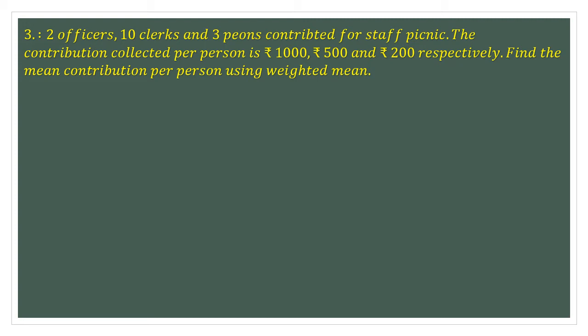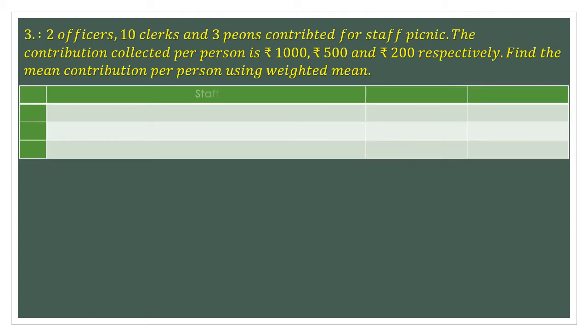That's the first thing. Second thing, what will be our variable x and what will be the weight? What we are supposed to find will be our variable x and the remaining values will be the weight. Here we are supposed to calculate the mean contribution per person. So the contribution here is variable x. The contribution rupees 1000, 500 and 200 will be considered x, and the number of officers, the number of clerks and the number of peons will be considered weights. We will depict that data in a table here: the staff, the contribution, that is x, and the numbers, that is w, weight. The first group is officers.